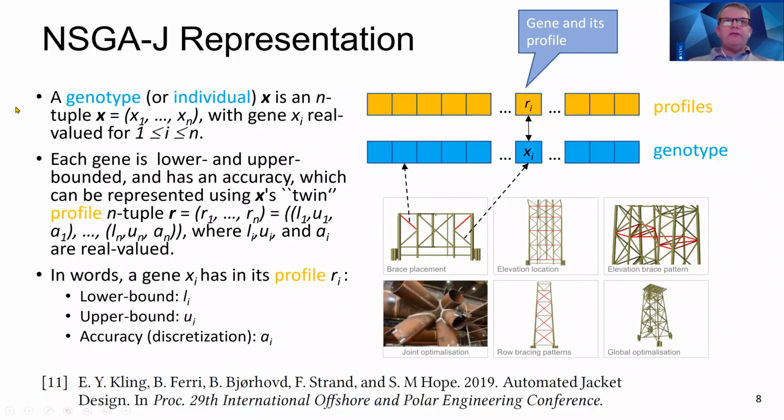More formally, we have a genotype. It consists of genes. Each gene is a real valued allele. Each gene also has a lower and upper bound, and it has an accuracy. We represent this using the axis twin profile, which is a tuple of the same length as the genotype. You have the lower bound, the upper bound, and an accuracy. Refer to the paper by Kling et al. for further details about this representation.